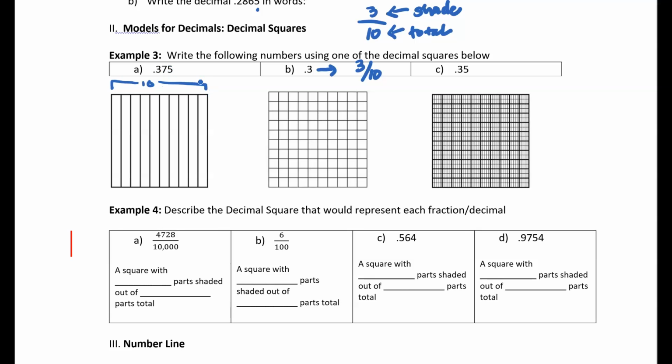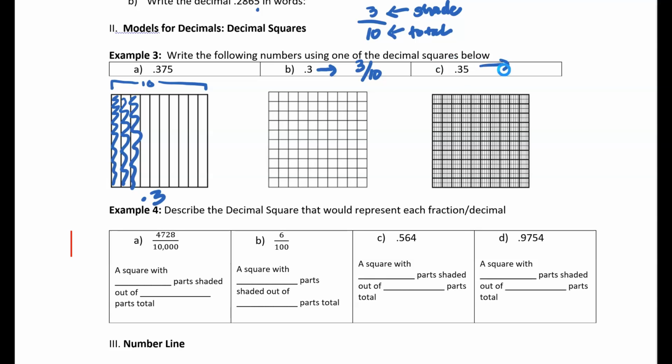So there's 10 rectangles there, and then we're going to shade 3. So we're going to go 1, 2, 3. So this first picture is 0.3, 3/10. Okay, and then next, let's actually work up from easiest to hardest. So the next simplest one would be 0.35.